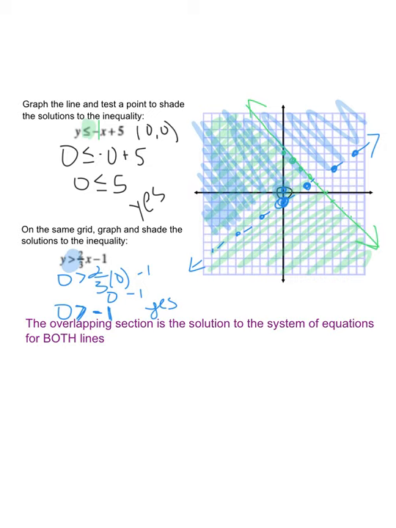Our final answer is this overlapping region, so we want to always take that section where our two shadings overlap and make it extra dark so somebody can understand. Or you could erase all the other shadings that aren't the overlap. So this part of the graph, anything on this upper left side, is the solutions that work for both equations. And that's what we do.